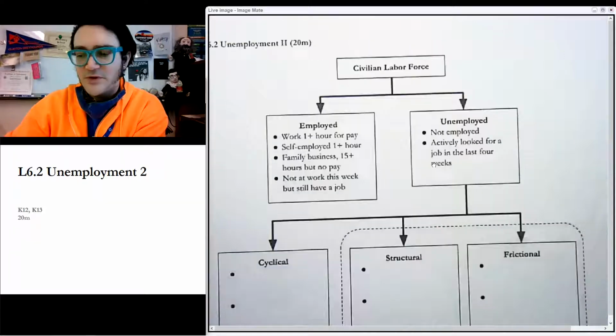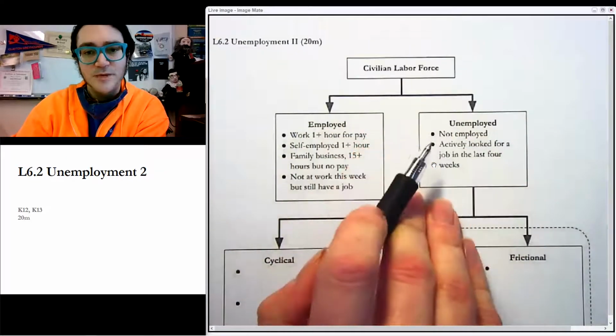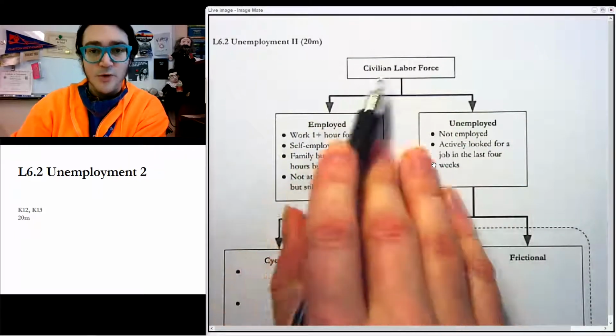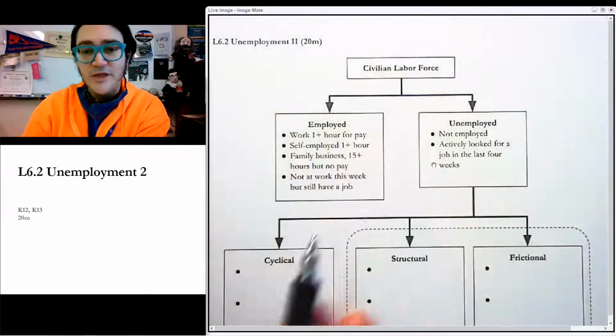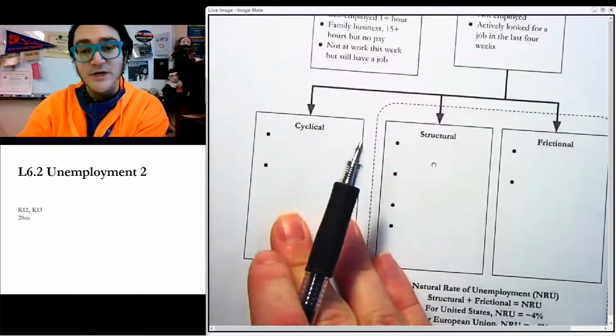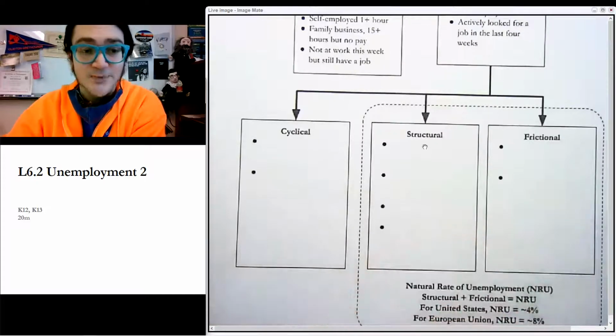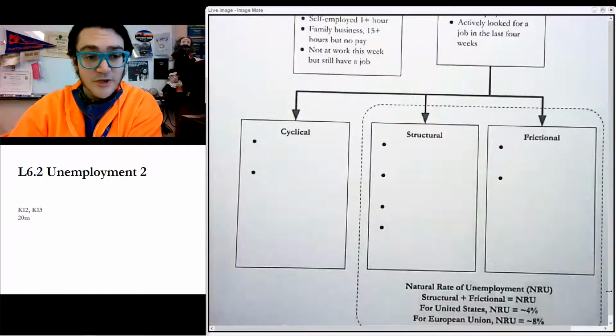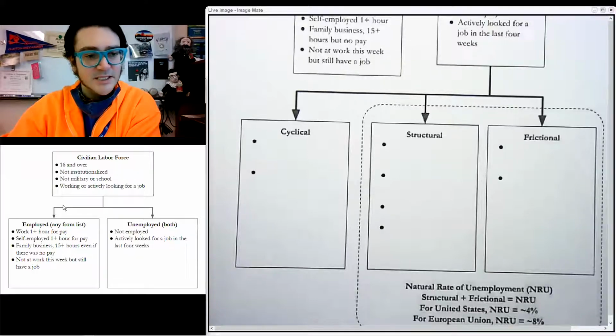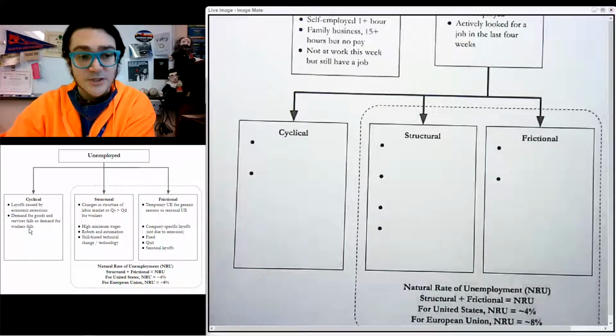We already talked about how there's really two groups of people, the unemployed and the employed, who are part of the civilian labor force. Within the unemployed, though, we categorize them in three different ways: cyclical, structural, and frictional. And that's what this video is all about. We'll start with the cyclical folks.